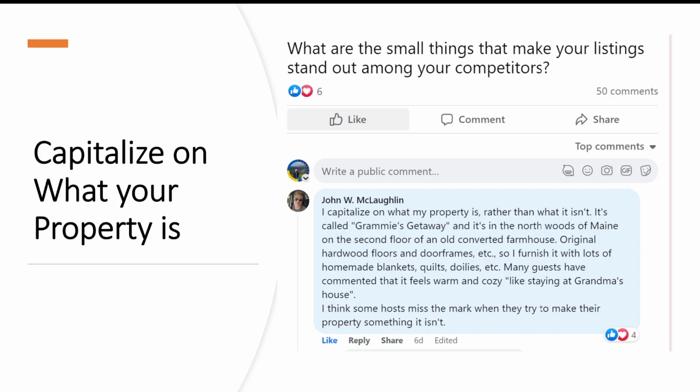The other day I asked in one of the groups, basically, what are things that make your listing stand out among your competitors? And John had a great answer. He said that you need to stick to what your listing is and don't try to be something that you're not. He has a farmhouse and he designed his farmhouse in such a way that it feels like grandma's house. This is a correct approach to designing your apartment.